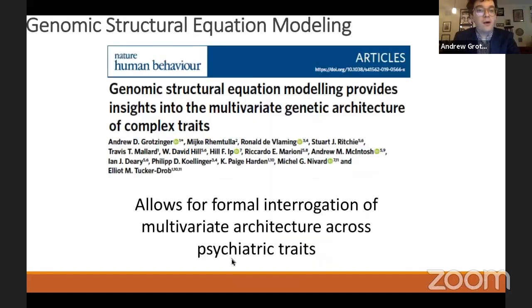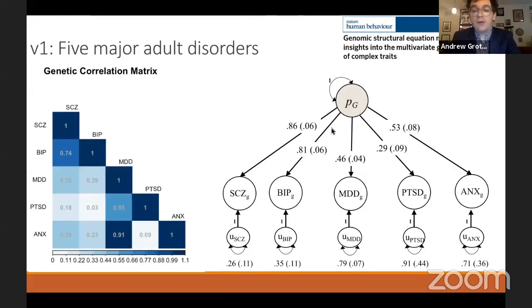This observation in part led us to develop genomic structural equation modeling, which we introduced in this Nature Human Behavior paper, which in the context of psychiatric disorders can be used to formally model the genetic relationships across the disorders like I just showed you in the genetic correlation matrix. I want to go through now the different iterations of models that we've done for psychiatric disorders. The first being the p-factor model from the original Nature Human Behavior paper, which modeled the genetic relationships across schizophrenia, bipolar, major depression, PTSD, and anxiety, and allowed us to model this common so-called general psychopathology factor.